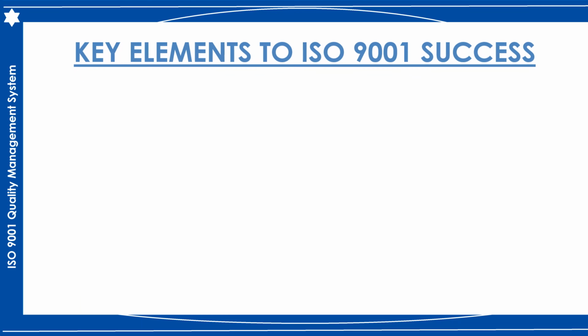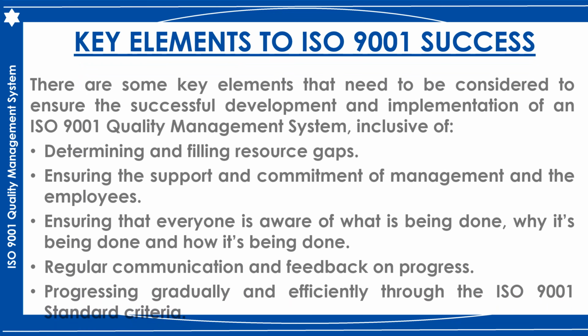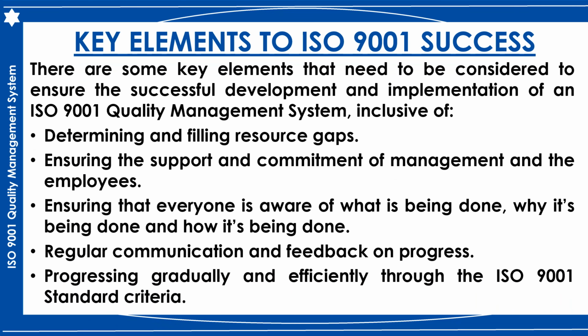Key elements to ISO 9001 success. There are some key elements that need to be considered to ensure the successful development and implementation of an ISO 9001 quality management system, inclusive of determining and filling resource gaps, ensuring the support and commitment of management and the employees, ensuring that everyone is aware of what is being done, why it's being done, and how it's being done. Regular communication and feedback on progressing gradually and efficiently through the ISO 9001 standard criteria.